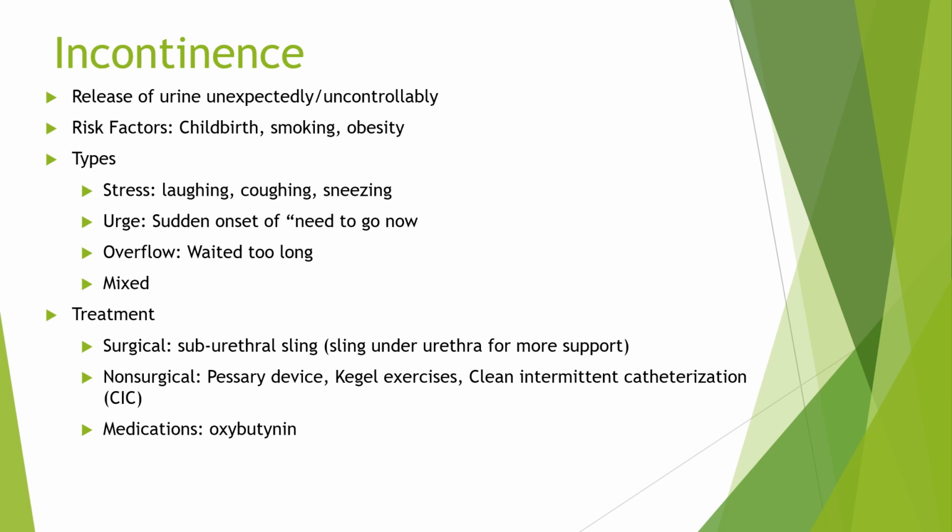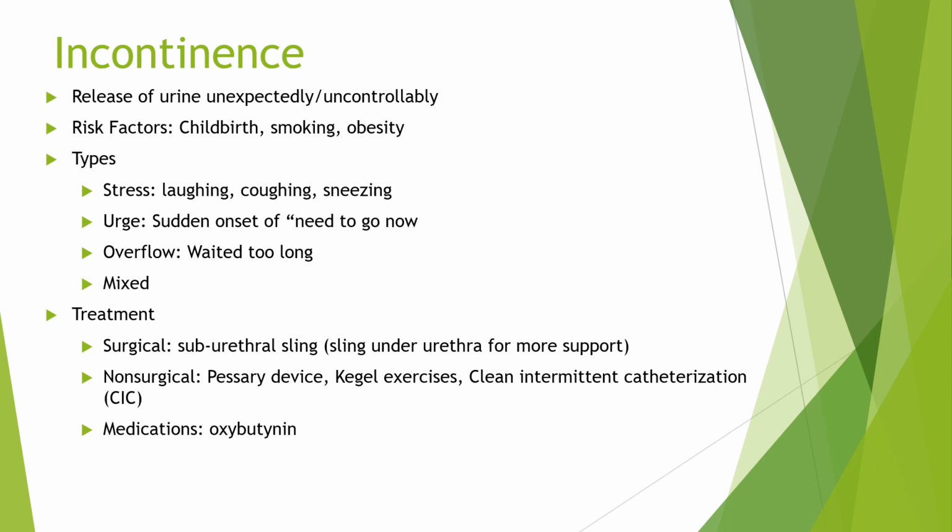Urinary incontinence. So this is the release of urine unexpectedly or uncontrollably. So this could be related to age because of the loss of pelvic muscle tone. It can cause the involuntary loss of that urine. So risk factors for this are mainly childbirth, smoking, and obesity, and there's different types. So there is stress, which is laughing, coughing, sneezing. Urge, which is sudden onset of I need to go now, so that's that urgency, like I gotta go right now, I'm gonna pee my pants.